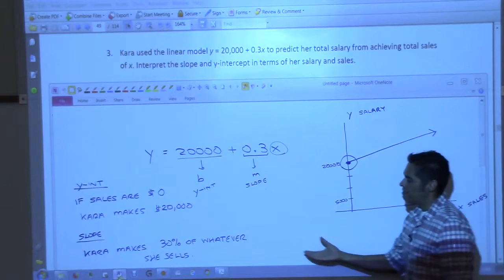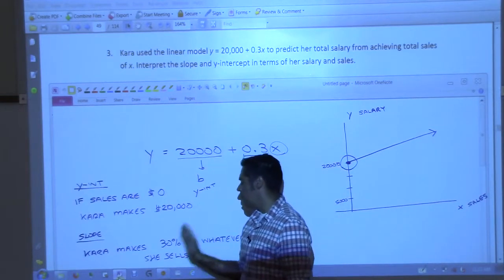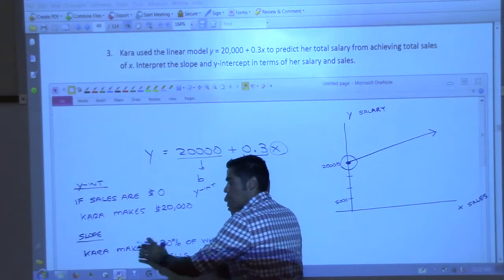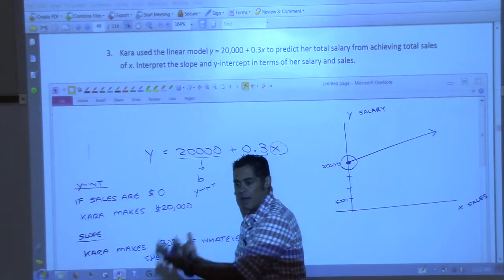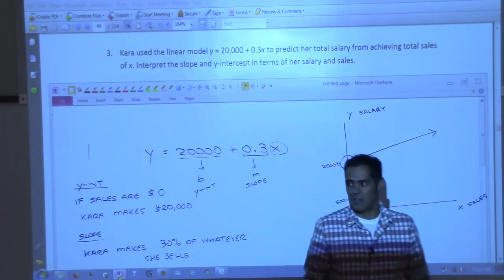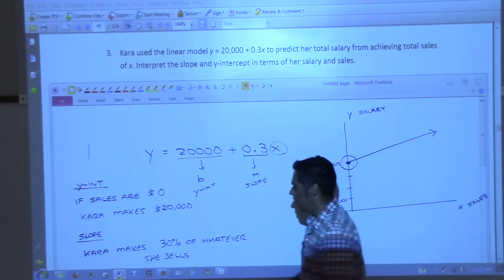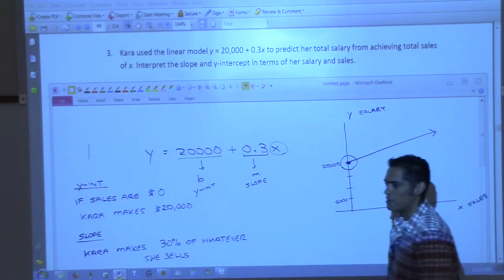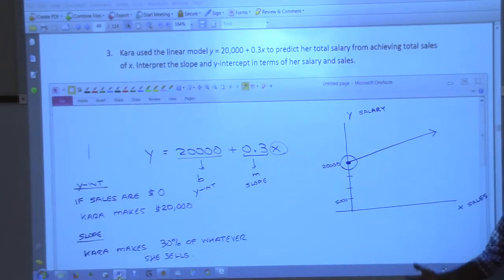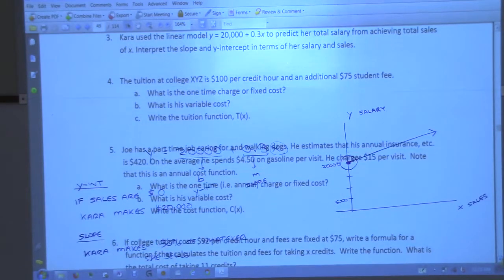You could have a different answer in words that's still correct. It would just depend on how you communicate it to me. As long as you're not saying something like, she makes $30 for every car she sells. Because if you interpret it incorrectly, then I can't give you credit. All right, let's move on. I don't like that problem, but all right.